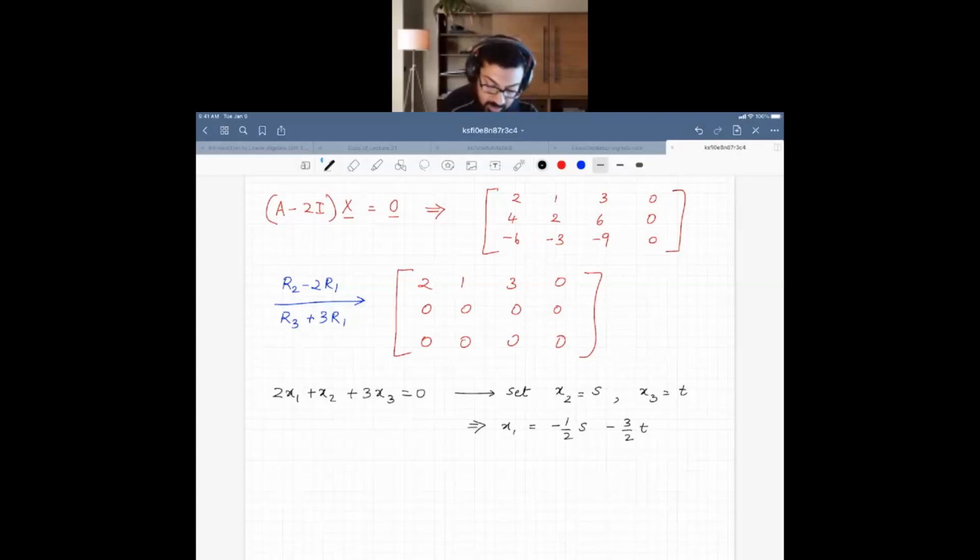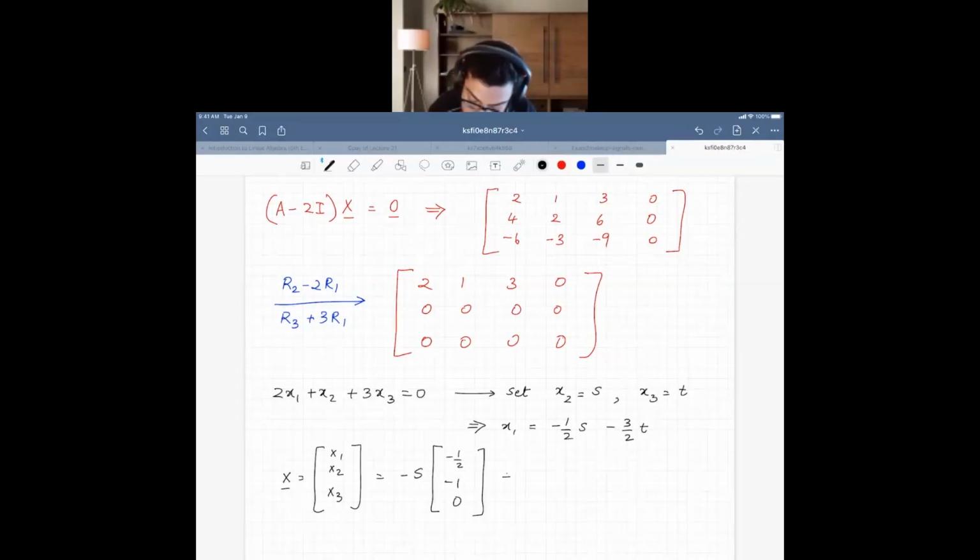And now if I look at the basis, what do I have? I have x vector is x1, x2, x3, which is going to be, say, s. I can do -s times -1/2, and then for the next one I'm going to get -1 here, and there's nothing, no s in x3, so 0 there. And then for the other one I can say plus t. How much t is there in x1? -3/2, and then x2 has nothing and x3 has 1.